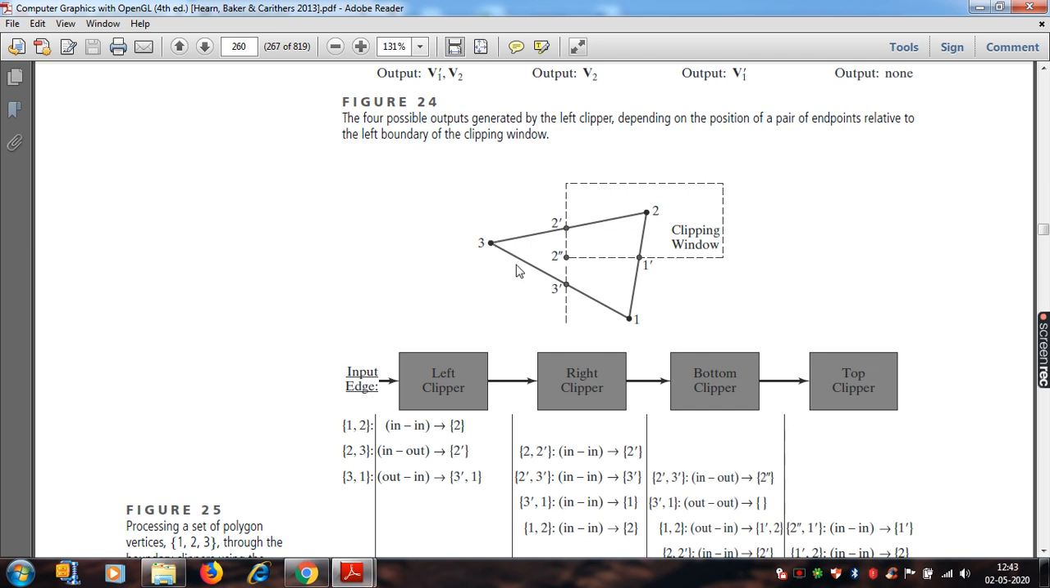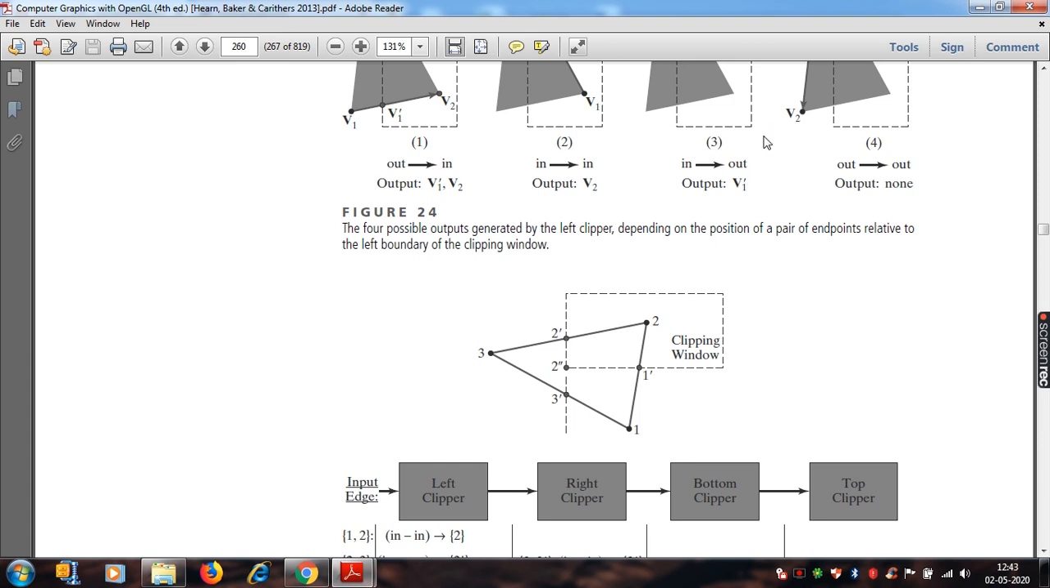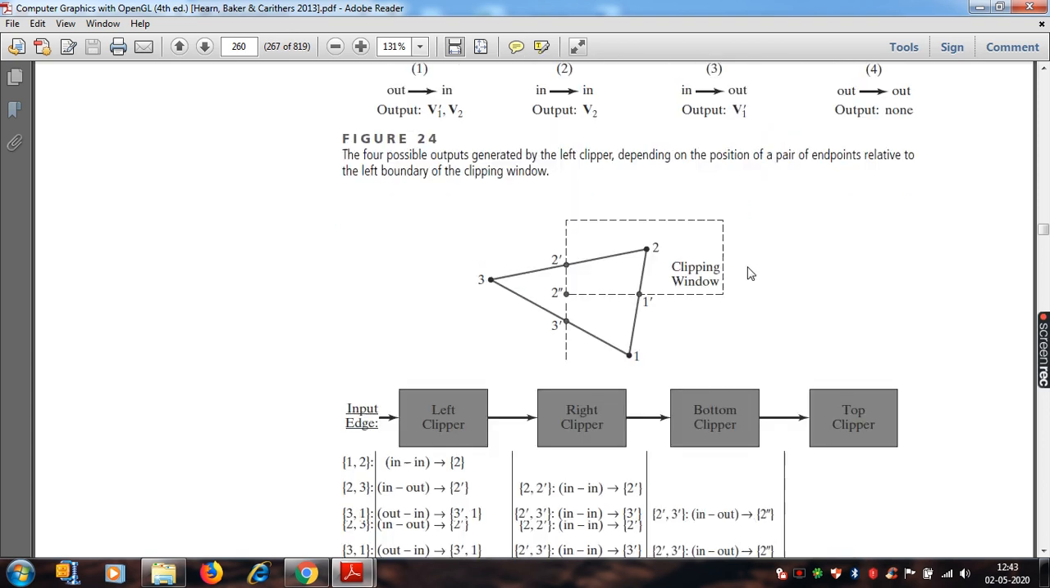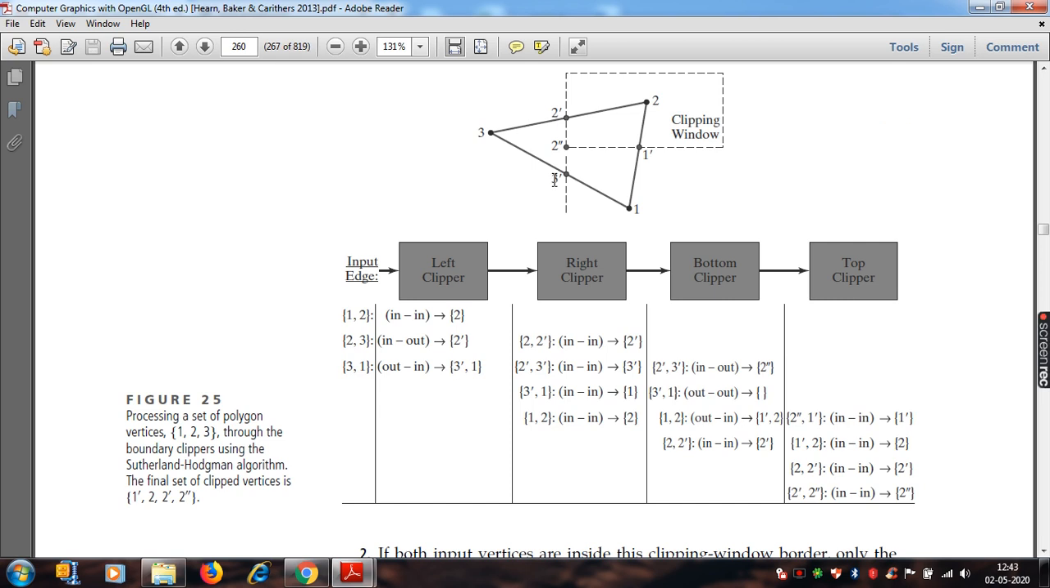Next, the third edge, 3 to 1, I am going to pass. If you pass 3 to 1, you can see that for the left side of clipping, 3 is outside the left border of the window. That will be shortened, right? That will become 3 dash. So what is sent now? That is outside to inside. Outside to inside, what are we doing? V1 dash and V2 we are sending, right? So 3 dash and 1 we are sending to the next stage. Understand? Similarly for the right clipper.